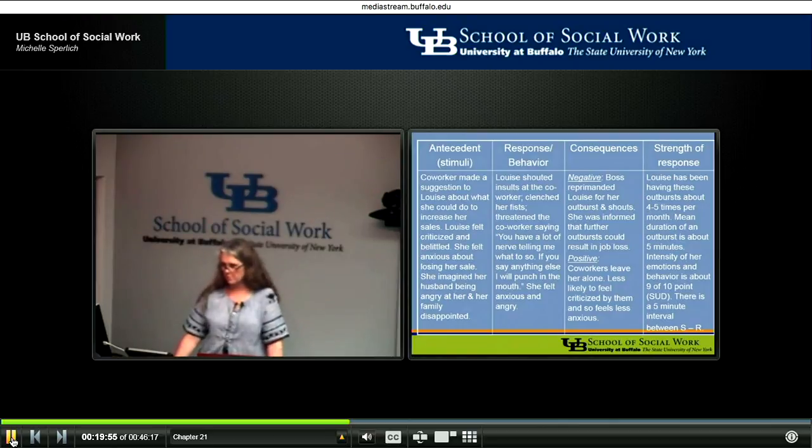That's also an important thing. Like if this is just a one-off, that's one thing. But Louise is having these outbursts about 4 or 5 times a month. The mean duration of an outburst is about 5 minutes. Intensity of her emotions and behavior is about 9 out of 10 points on the subjective units of distress.